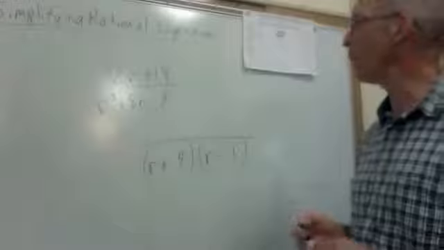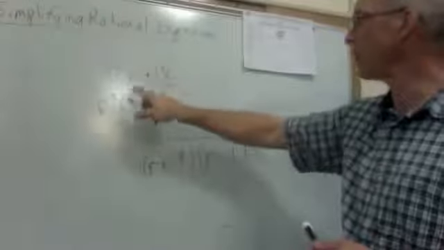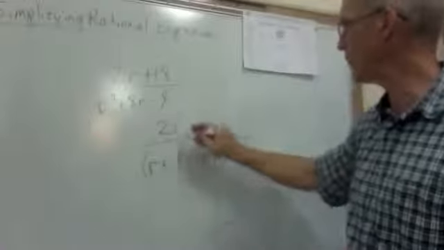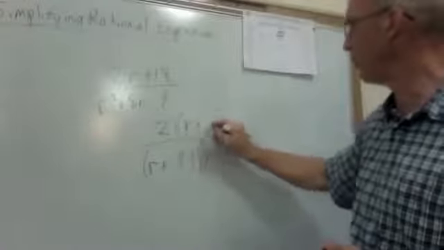And then on top, we have 2r plus 18. That's going to factor. Do you see there's a common 2 here? If I pull that 2 out, it's going to leave me behind r plus 9.